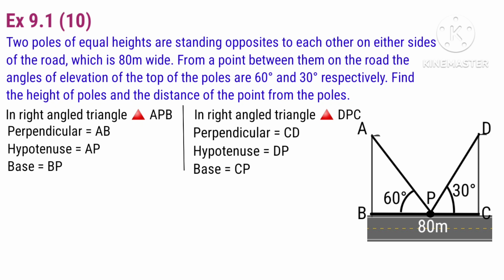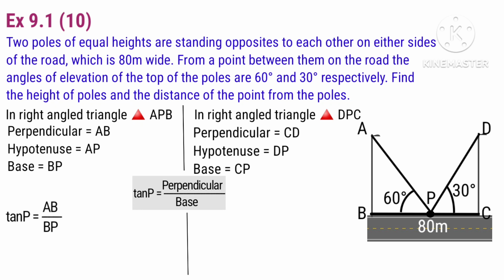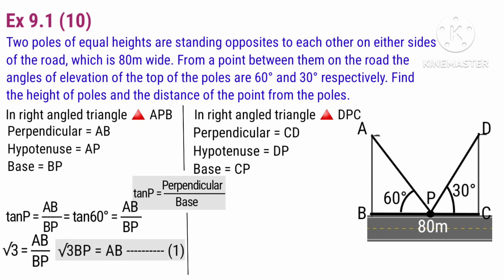So இப்போ இந்த ரெண்டு ட்ரையாங்கிளுக்குமே நம்ம perpendicular and base side தான் find பண்ணோம். So இப்போ அது ரிலேட்டடாக தான் ஃபார்முலா போடணும். So என்ன ஃபார்முலா இருக்குது? That is tan formula, that is perpendicular divided by base. So we'll see to that. So now we see for first right angle triangle, that is ABP. So we get tan P is equal to perpendicular divided by base, that is tan P is equal to AB divided by BP. So that is tan 60 degree is equal to AB divided by BP. So that is tan 60 oda value and a square root of 3. So we'll get square root of 3 BP is equal to AB. So this is equation number 1.